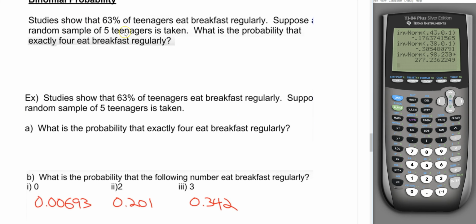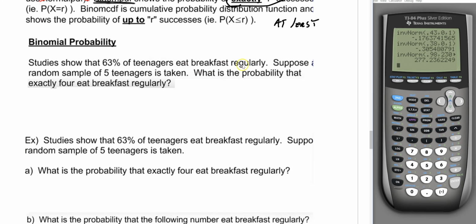Studies show that 63% of teenagers eat breakfast regularly. Suppose a random sample of 5 teenagers is taken. So we're ready. Like, oh, they're taking a sample of 5. I'm thinking binomial. What's the probability that exactly 4 eat breakfast regularly? Okay, now it's definitely binomial.